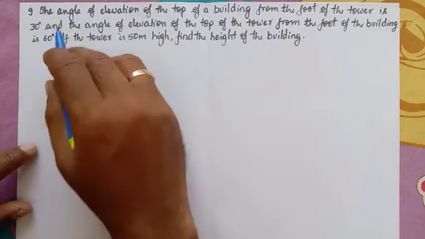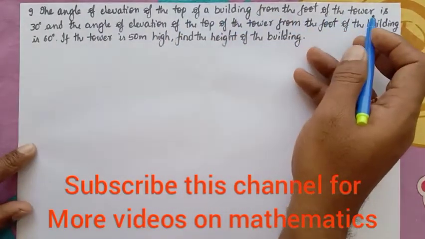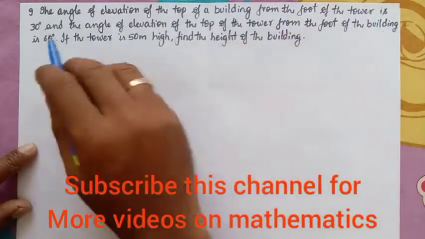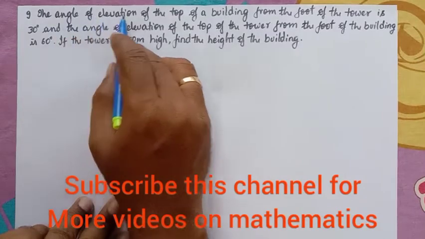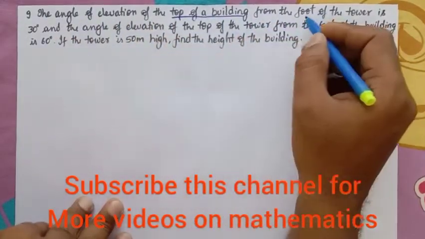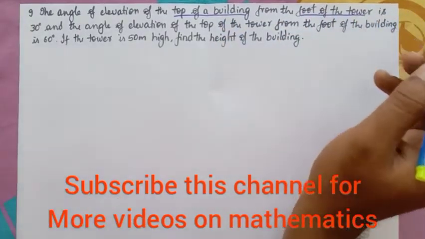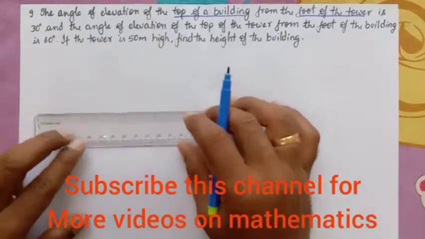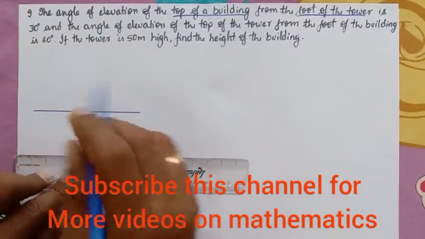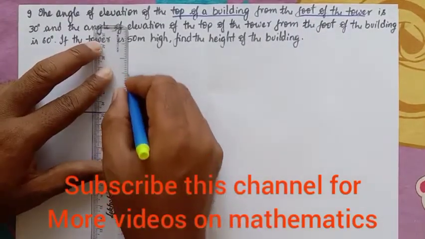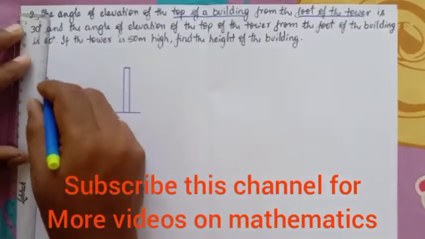Ninth problem. The angle of elevation of the top of a building from the foot of the tower is 30 degrees. Let us read once again. The angle of elevation of the top of a building from the foot of the tower. That means here building is there and the tower is there. Let me draw first the tower and the building on the ground. This one be the ground. There is a building here and a tower is also there here.